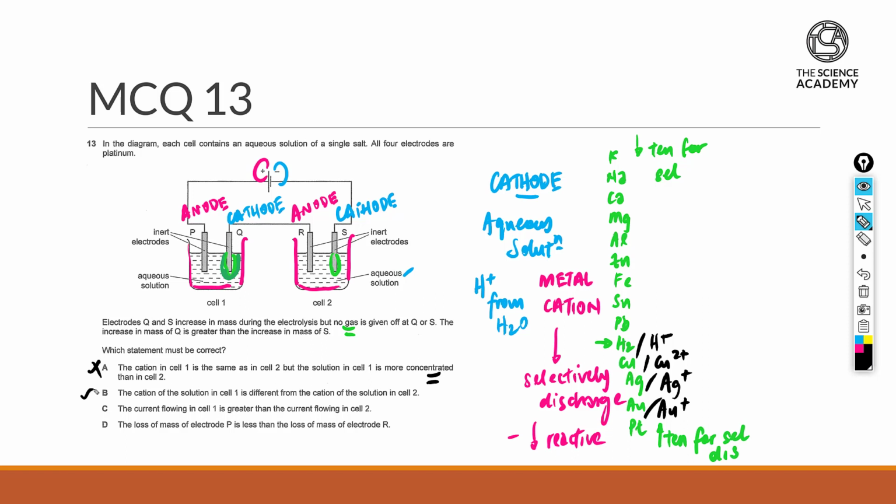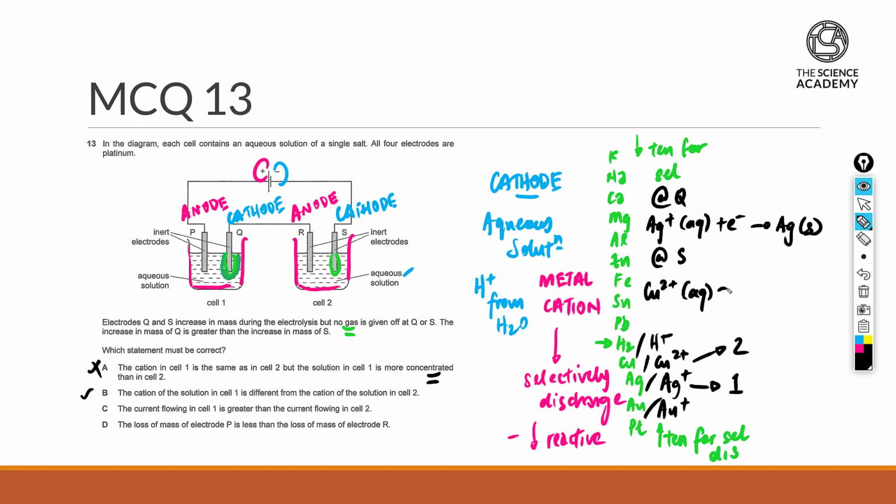Now, we do know that for Q, it actually discharged more as compared to S itself. So, if I were to assume that silver+ ions were found in cell 1 and copper 2+ ions were found in cell 2, at Q this is the half equation I should be looking at: silver+ ions gaining a single electron to become silver solid. But at S, it's going to be copper 2+ ions gaining a total of 2 electrons to form copper solid.